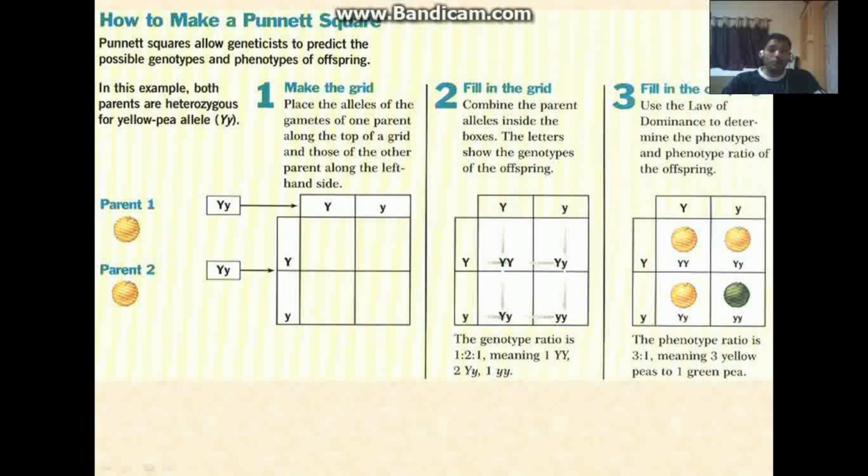So how to make a Punnett square? Here we have to take two parents, one male and one female, and then make a grid and put the alleles alongside the square. So fill the grid by crossing each one of them as it is shown here. The first allele of the father with the first allele of the mother, or the male with the female, and then you get a Punnett result.